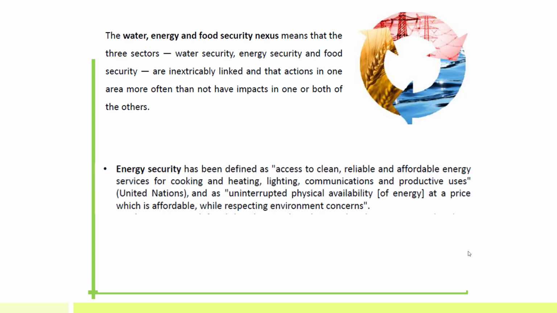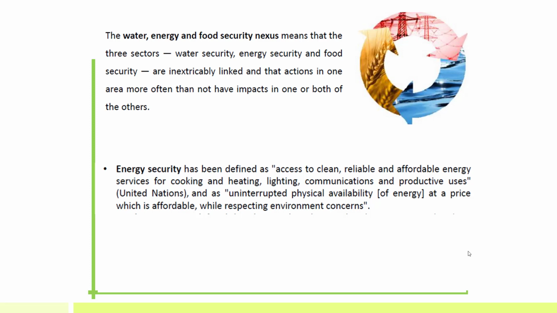If we then move on to the part of the triad of energy security, they define it as access to clean, reliable, and affordable energy services for cooking and heating, lighting, communication, and productive uses. Now, it's interesting to pause here and think that the United Nations isn't including transportation. And that's one of the main things that Americans think about because we live so far above just sustaining and surviving. Most of us, not all of us.